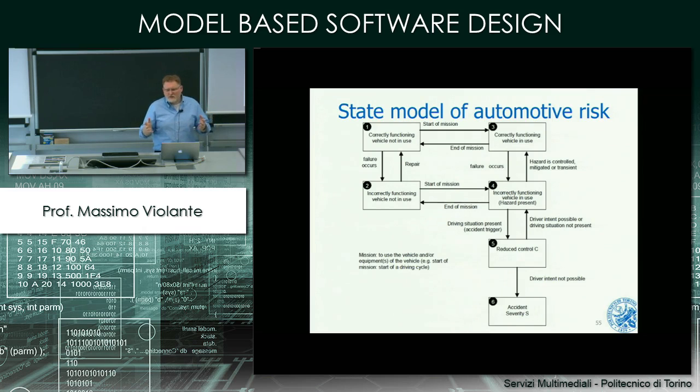So the ABS needs to pick up the revolution speed of each wheel of your car. So there is a connector there. Let's imagine that this connector disconnects for any reason. This is an example of failure. The failure occurs when the vehicle is not in use. Okay? So we change state from correctly functioning vehicle not in use to incorrectly functioning vehicle not in use. So here nobody gets hurt.